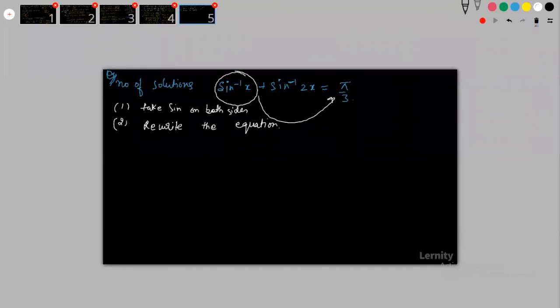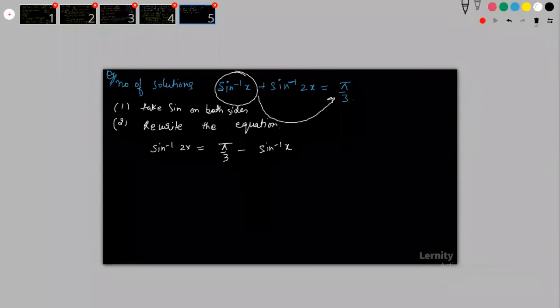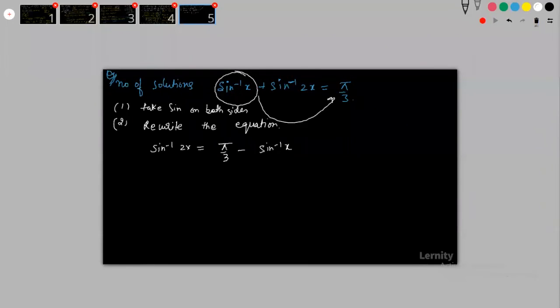Okay, so I can write sine inverse of 2x is equal to pi by 3 minus sine inverse of x, right? We can change sine to tan also, there is no problem in that, and we can take tan on both sides.